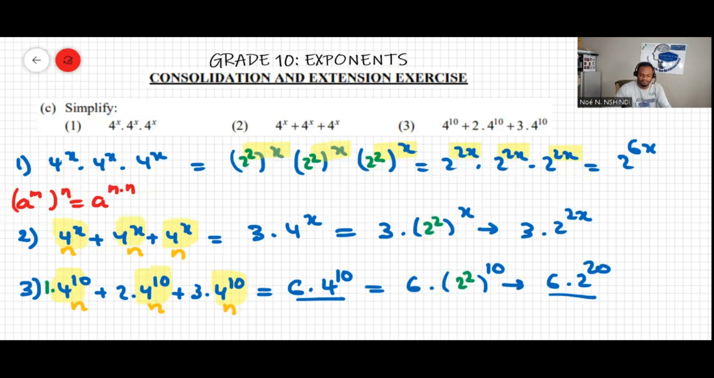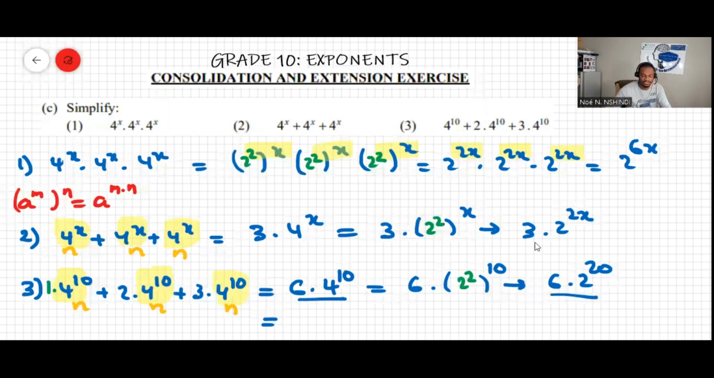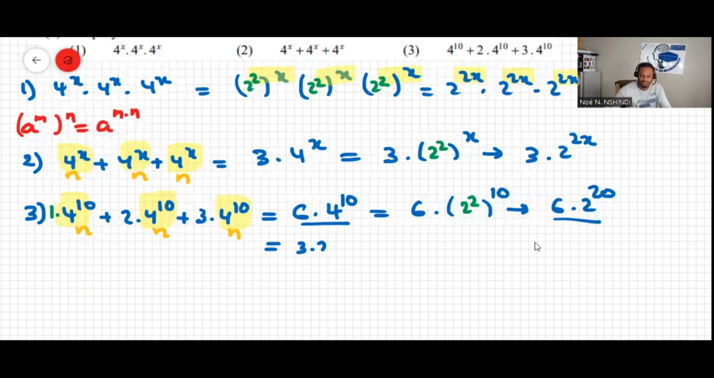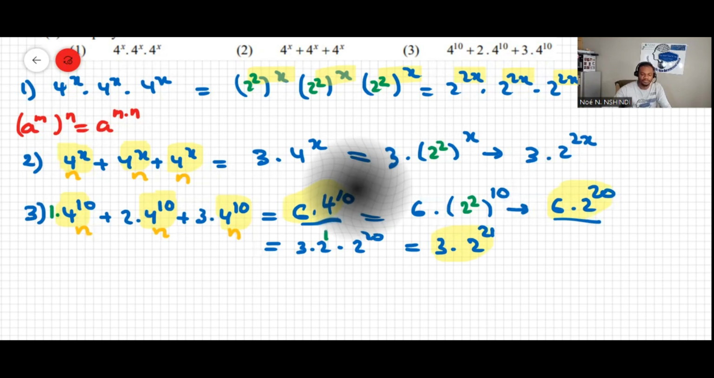Or we can also simplify further. You know, 6 is also, if I say this is correct, that is correct, we can also go further. 6 is like 3 times 2, so times 2 to the 20. And then with the 2 here raised to the power of 1, if someone says this can be 3 multiplied by 2 to the power of 21, it is also correct. So this one, that one, or that one are all the simplest form of the same expression.